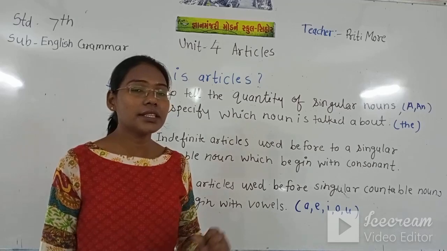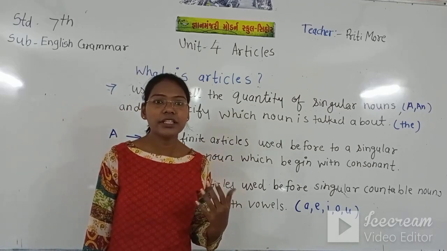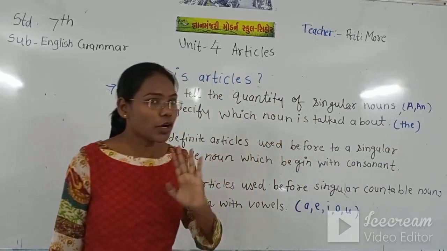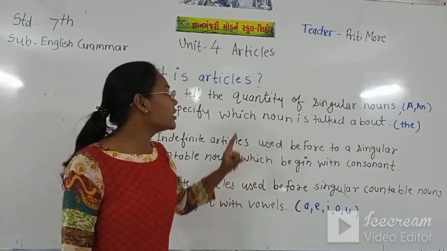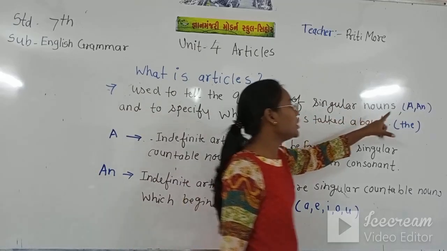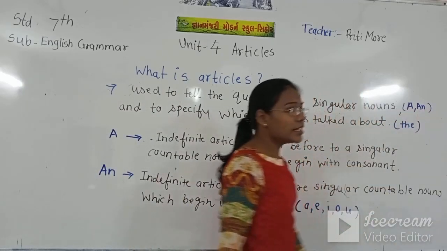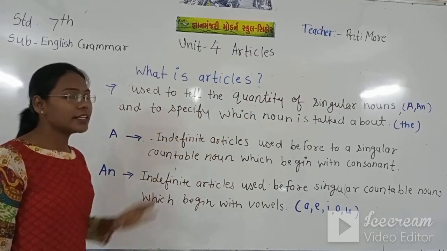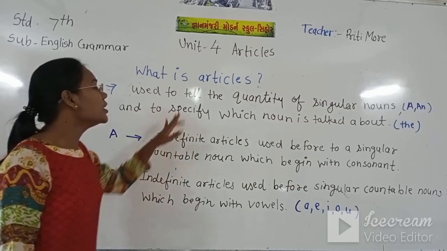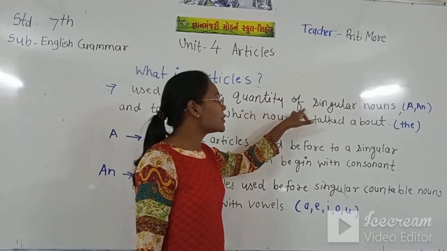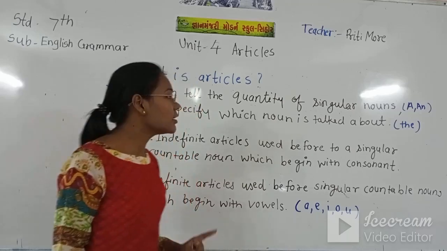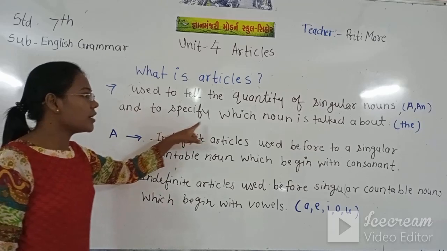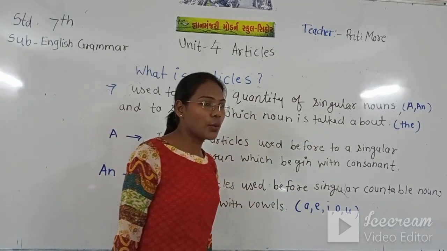If we already know the thing, if we are familiar with it, then we use the article the. And if we are not familiar with the thing and it is a singular noun, then we use a and an. In detail we will see later; for now you just have to know what an article is. We use articles to tell the quantity of a singular noun and to specify which noun is talked about.